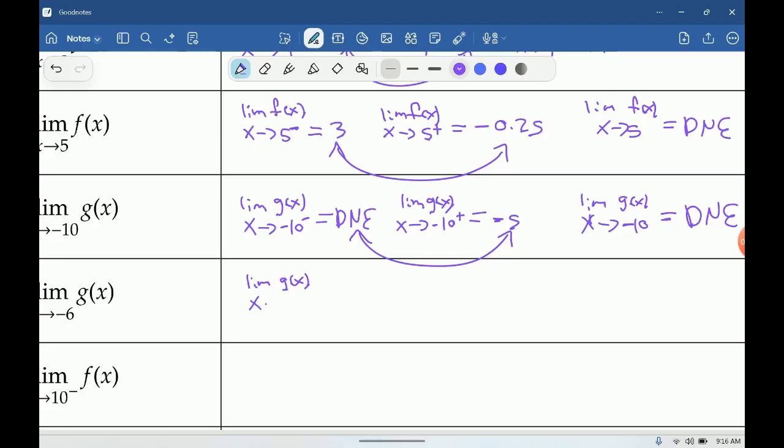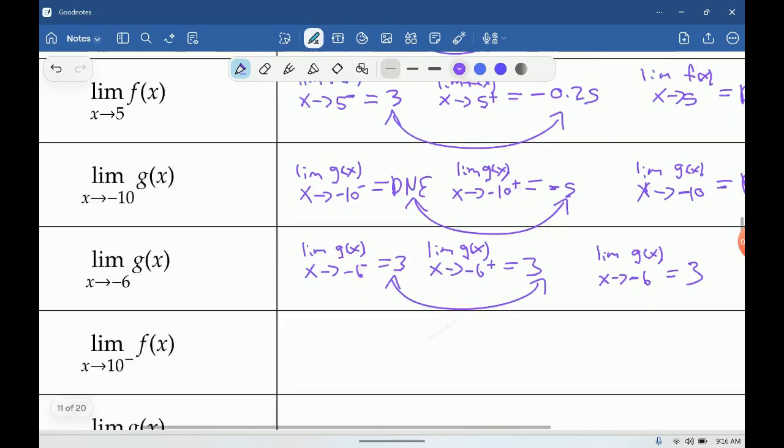for g of x as it approaches negative 6 from the left equals 3. Our limit for g of x as x approaches negative 6 from the right is 3. And because these two are the same answer, we go ahead and just say the limit of g of x as x approaches negative 6 equals 3.